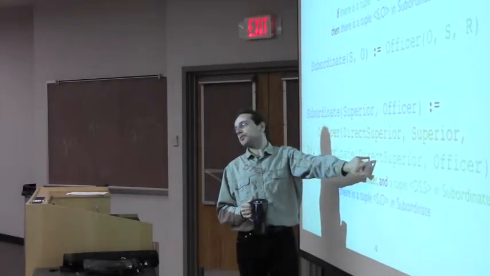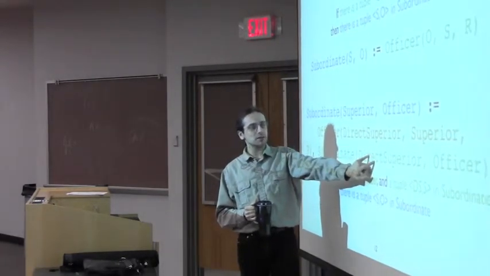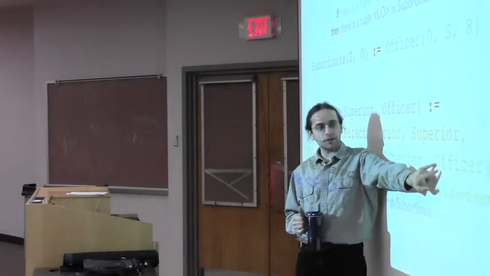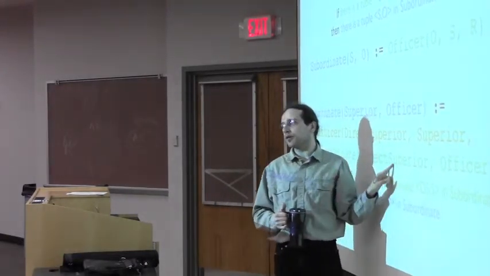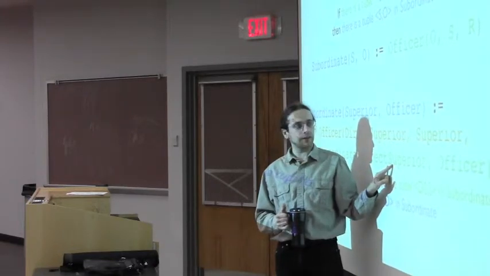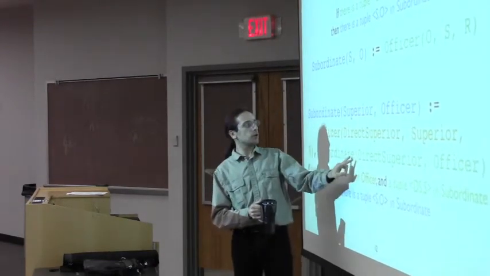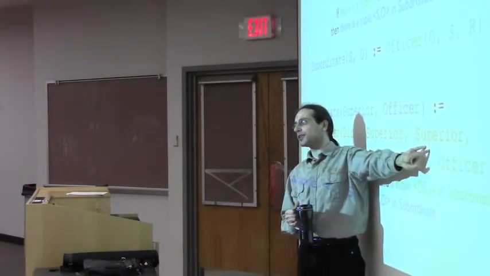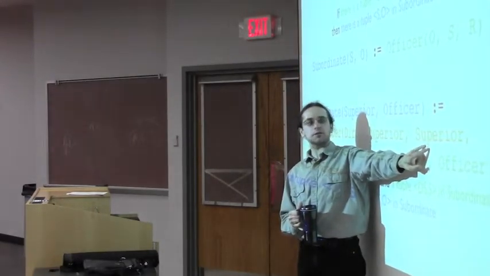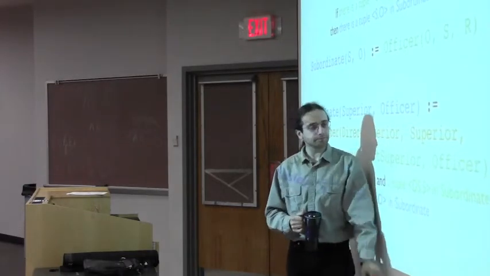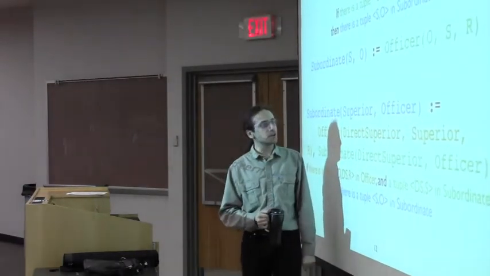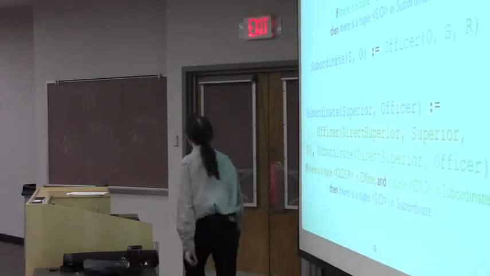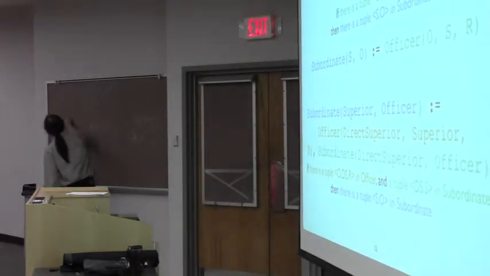So we have an entity, direct superior officer, and officer is a subordinate of direct superior. And we also know that direct superior's superior officer... too many superiors. Visual representation.